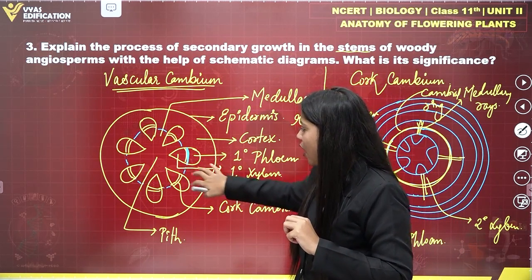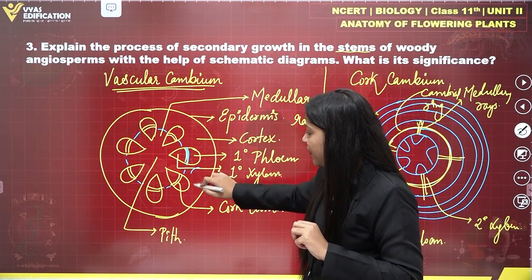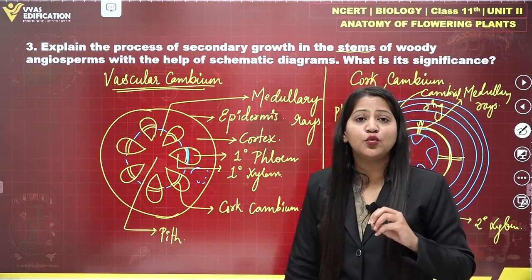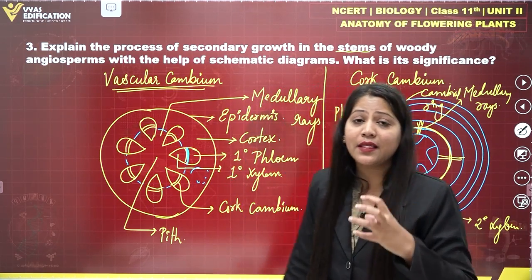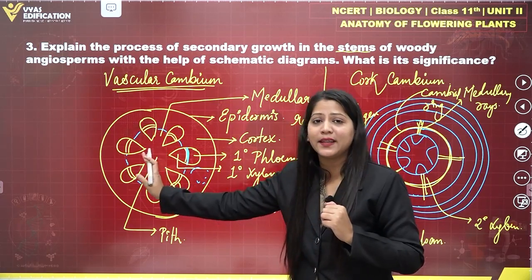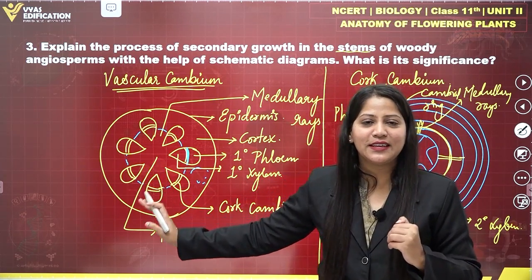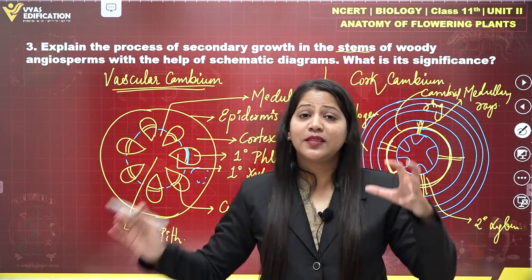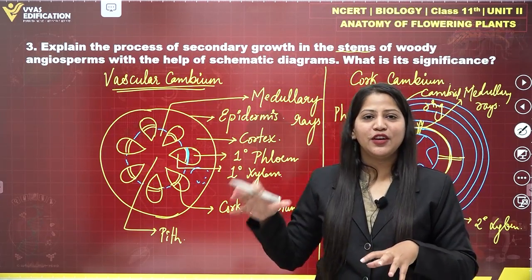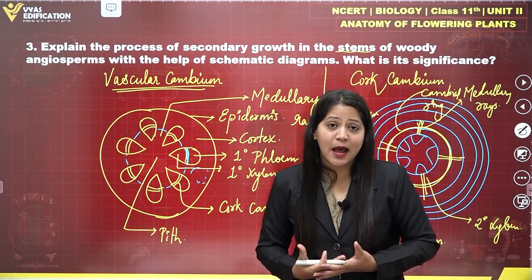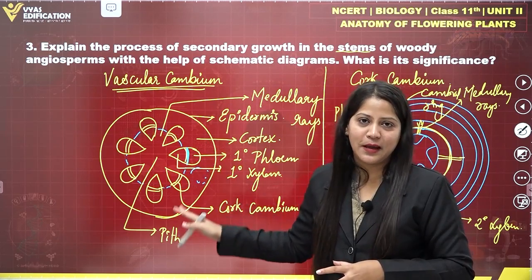The cells on the outer side here are going to convert into secondary phloem, and the cells present towards the pith are going to differentiate into secondary xylem. So this is how the secondary growth takes place in dicot stem with the help of vascular cambium.